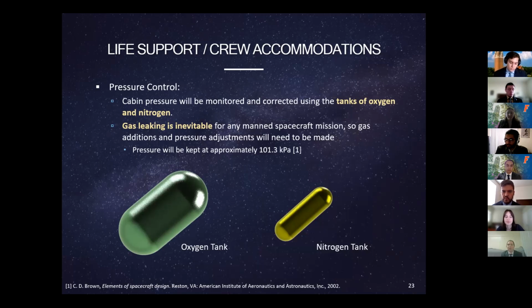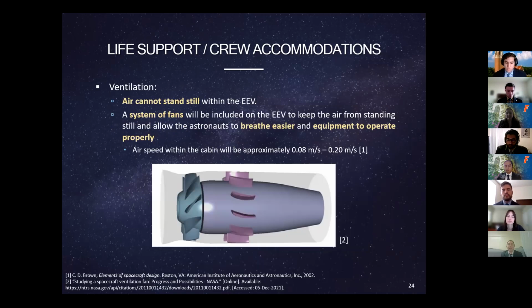And then we have pressure control. Pressure control is very straightforward. The cabin pressure will be monitored, and then the tanks of oxygen and nitrogen will be used to keep the pressure at around 1 to 1.3 kilopascals. And gas leaking is inevitable, so pressure changes are natural, and we will need to use these tanks to make sure that the pressure stays within our range. Next slide, please.